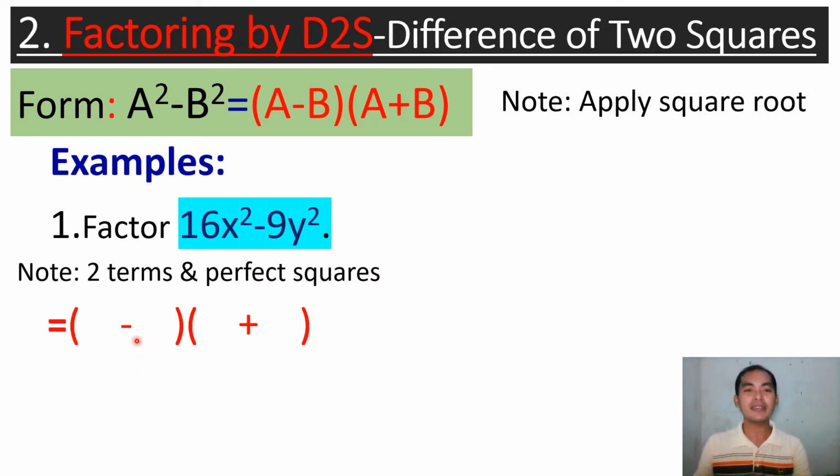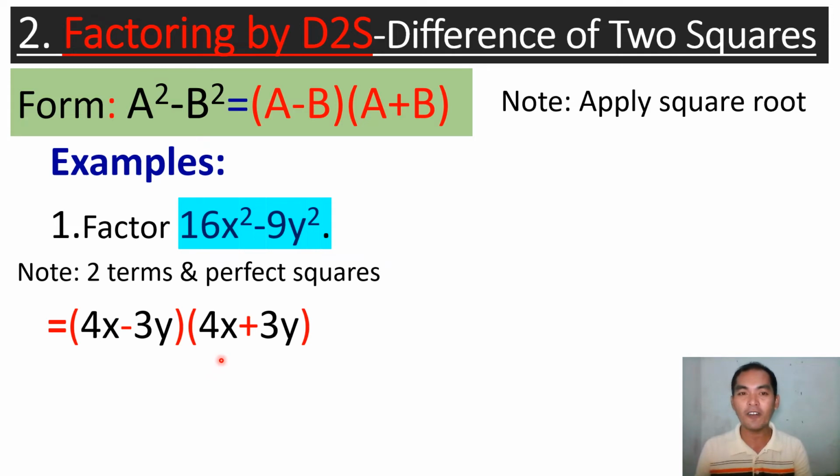So, isusulat mo na 4x, then 3y, 4x, then 3y, plus yung isa, minus yung isa. Or, better, lagyan mo na ng minus sign for the first factor at plus sign for the second factor. Get the square root of the first term, 4x, 4x. Kinokopya lang. Square root of 9y squared is 3y, 3y. And this is already in factored form of the given expression 16x squared minus 9y squared.